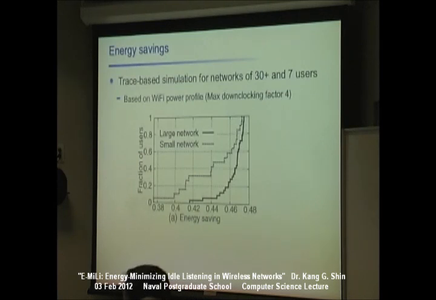Okay, what about the total energy savings? As I said, we use the actual network traces, and then we use these as input for simulation while changing the number of users on the same access point. The small network has 7 users, the large network more than 30 users. The more users you have, the less the energy savings will be. But anyway, on average, the larger network case, you can save a lot. On average, we can have 40% energy savings.